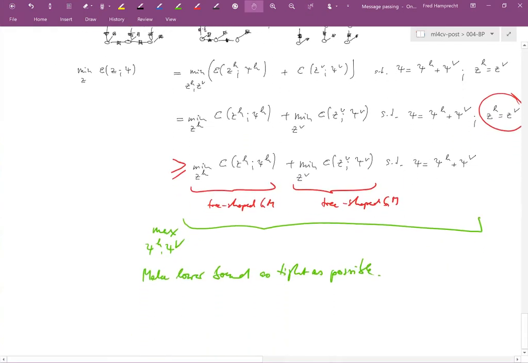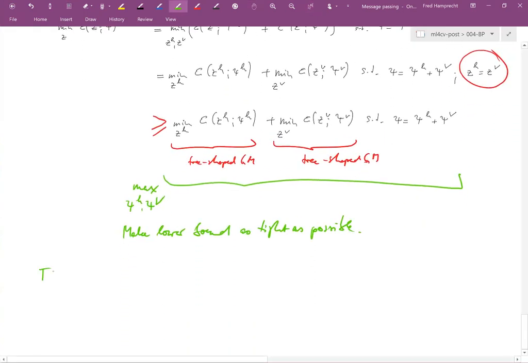And this entire thing is one example of dual decomposition. And if we decompose it into trees particularly, then we get out a method called tree reweighted belief propagation, which again is an approximate method.